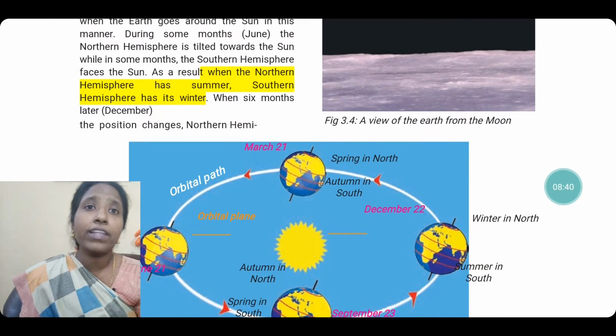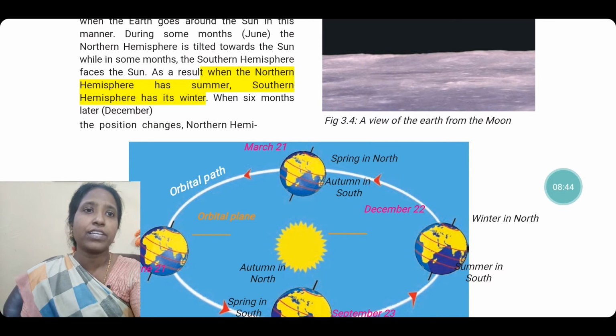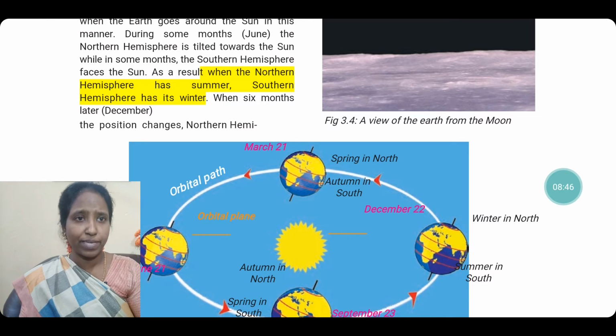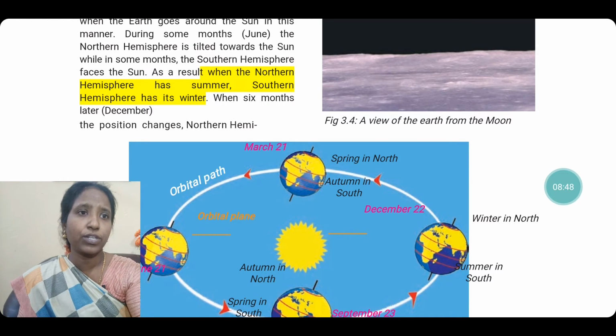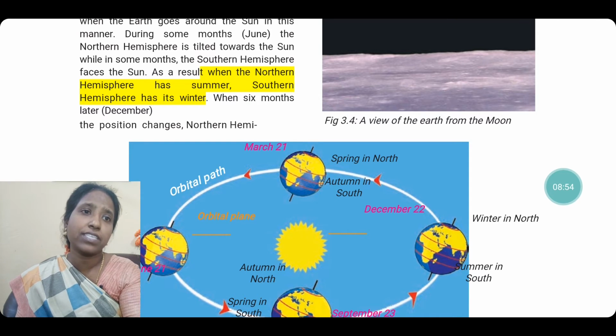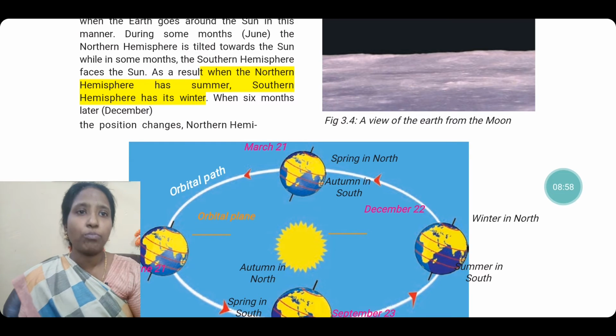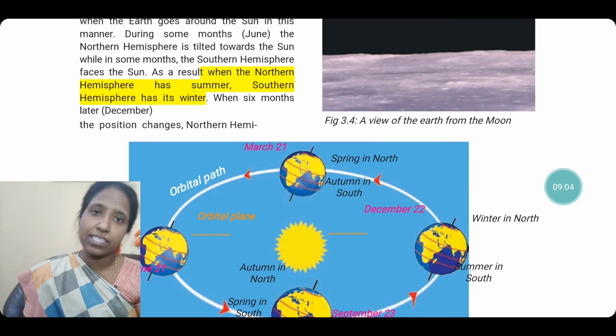Okay, when the northern hemisphere has summer, the southern hemisphere has winter. You can see that clearly in the picture. On December 22, it is winter in the north, because the south side is facing the sun, so there is summer in the south. And slowly it went to March. In the month of March, what happened? It is the same for both: spring in the north, autumn in the south.